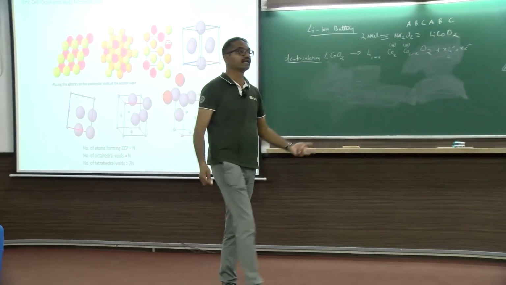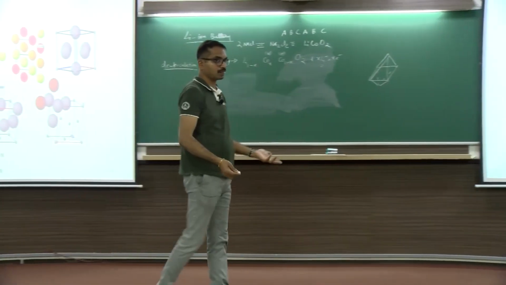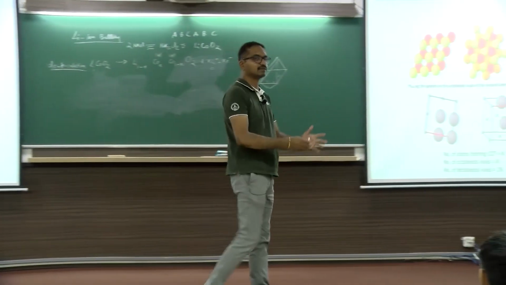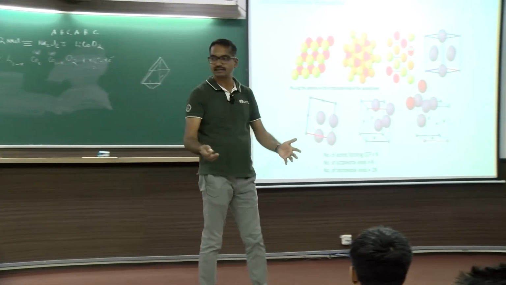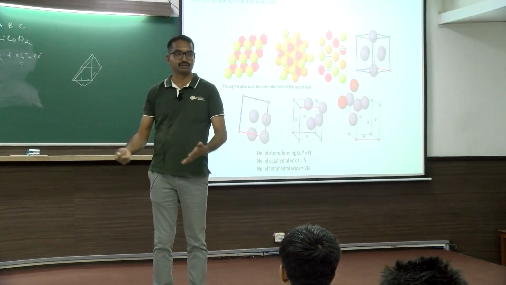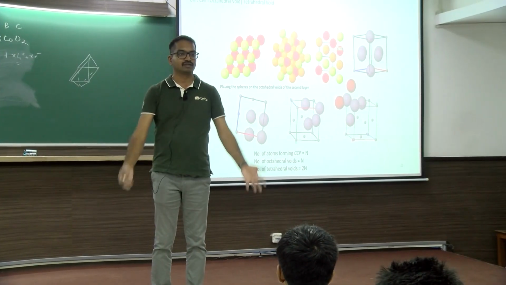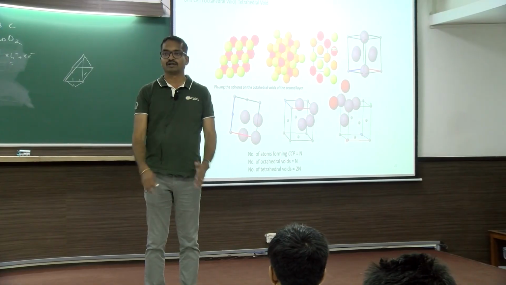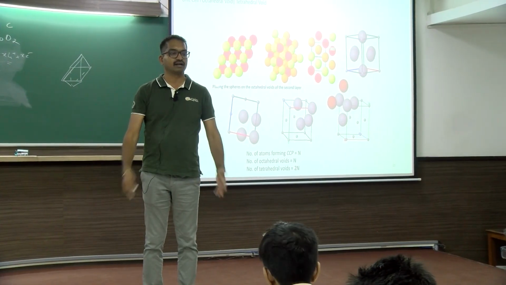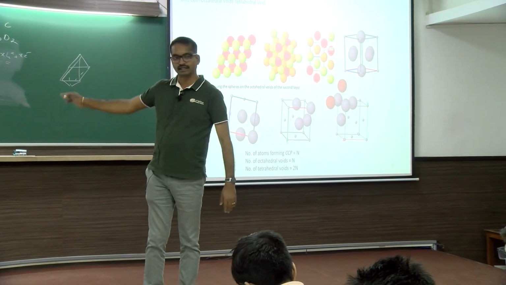Why do they segregate like that? They could have gone randomly also. Because of the size difference, they segregate by themselves when it crystallizes, because that is the most thermodynamically stable state. So it automatically forms, that is good for us. So, you have a layer of sodium ion, layer of lithium ion, layer of cobalt ion. So, that is the structure of this.